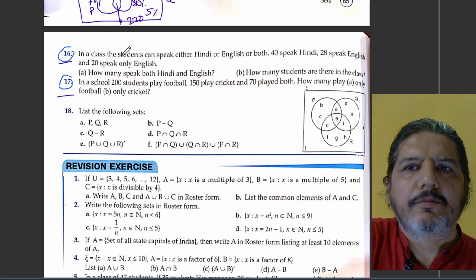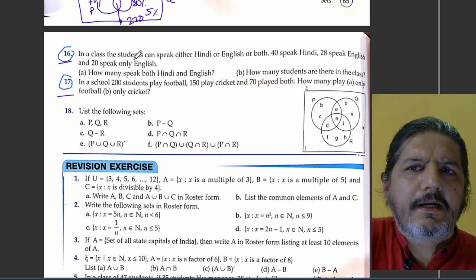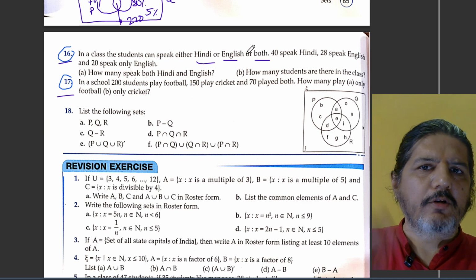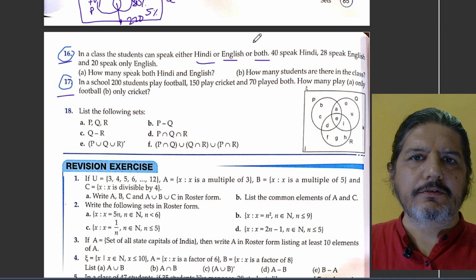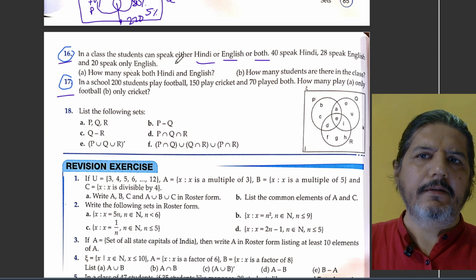So finally, we'll be doing question number 16 and 17. Both of these are easier questions. Let's start. In a class, the students can speak either Hindi or English or both. So there is no one who can't speak at least one of these languages. 40 speak Hindi, 28 speak English, and 20 speak only English.